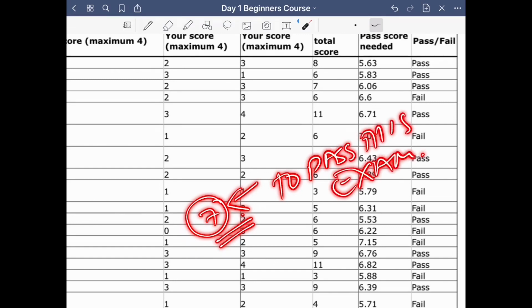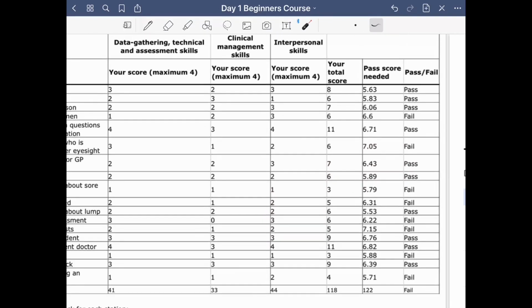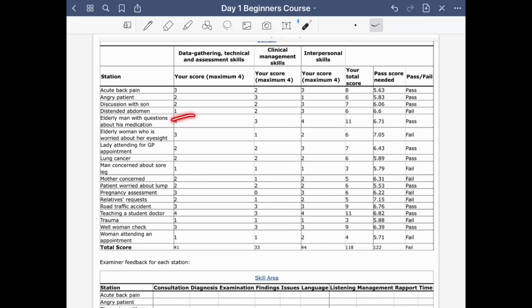Now the other important thing that I would like to highlight here is this particular station, elderly man with questions about his medication. He scored 4 out of 4, 3 out of 4 and 4 out of 4, so he scored 11. This is pretty high marks, and he passed this station. Now he is scoring 11 or 12.